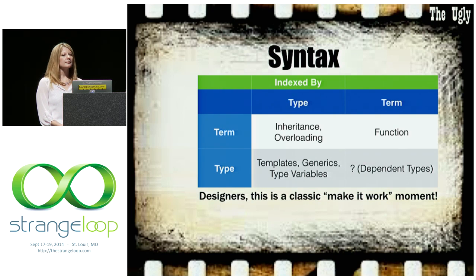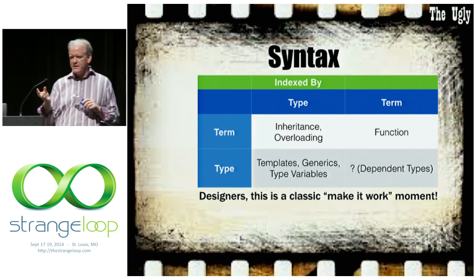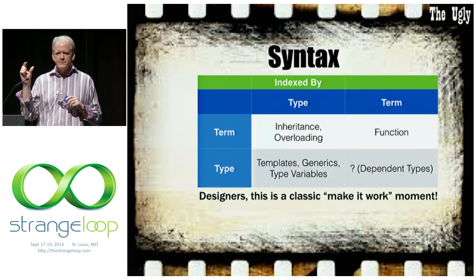Yeah, I want to argue for dependent types because they're really just the final piece of the four pieces that you get when you intersect terms and types.